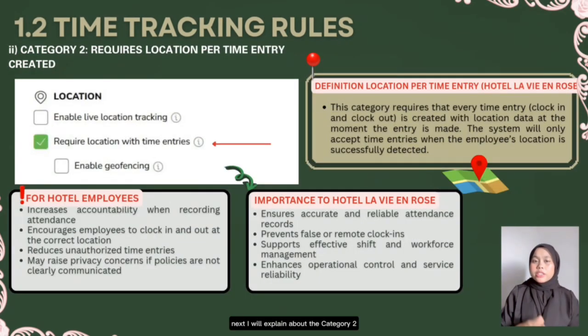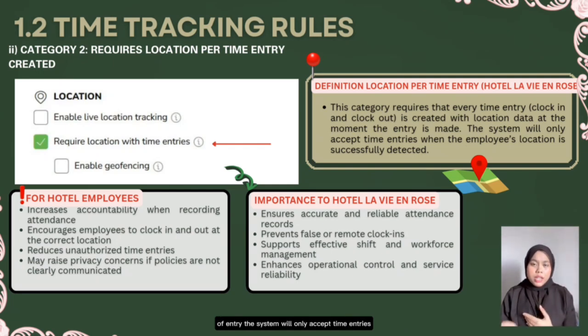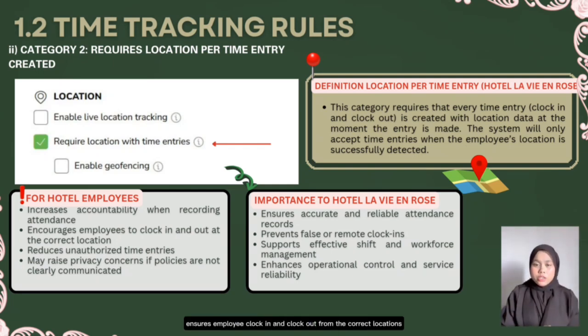Next, I will explain category 2, which is location per time entry. In this category, every clock in and clock out must be recorded with the employee's live location at the time of entry. The system will only accept time entries when the location is successfully detected. This helps ensure employees clock in and clock out from the correct locations, prevents unauthorized or remote clock-ins, and supports accurate attendance records and workforce management.